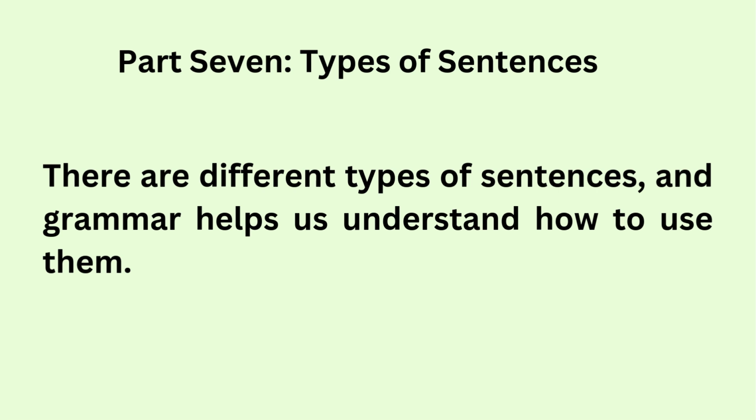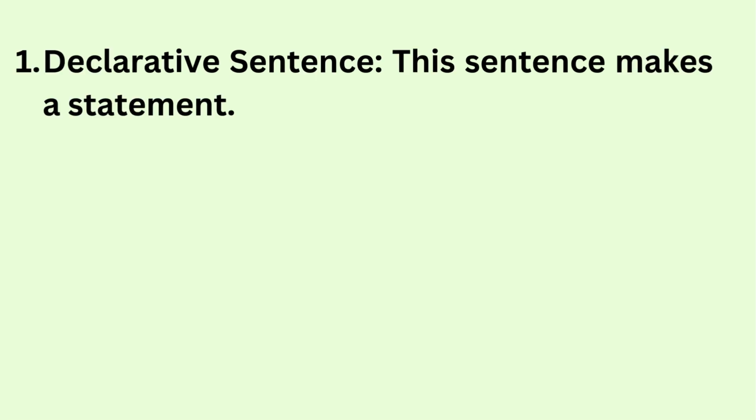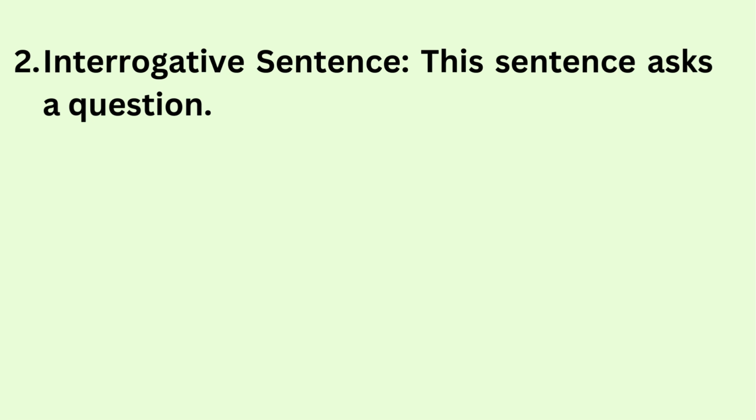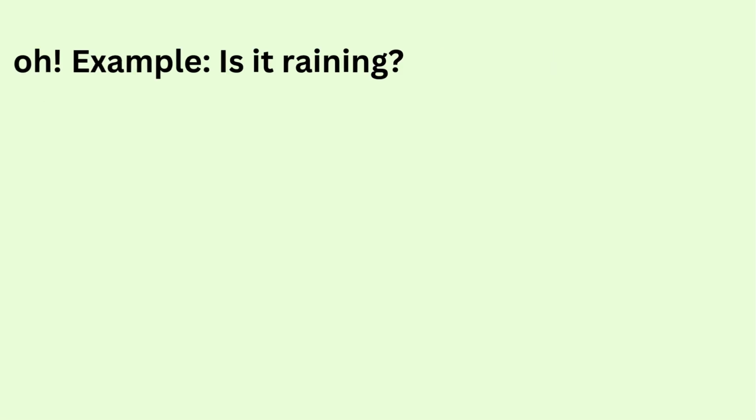Part 7. Types of sentences. There are different types of sentences, and grammar helps us understand how to use them. 1. Declarative sentence. This sentence makes a statement. Example: The sun is shining. 2. Interrogative sentence. This sentence asks a question. Example: Is it raining?